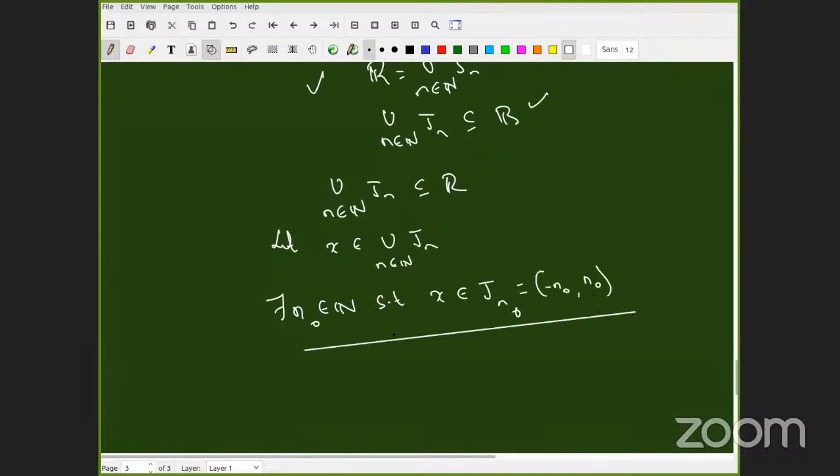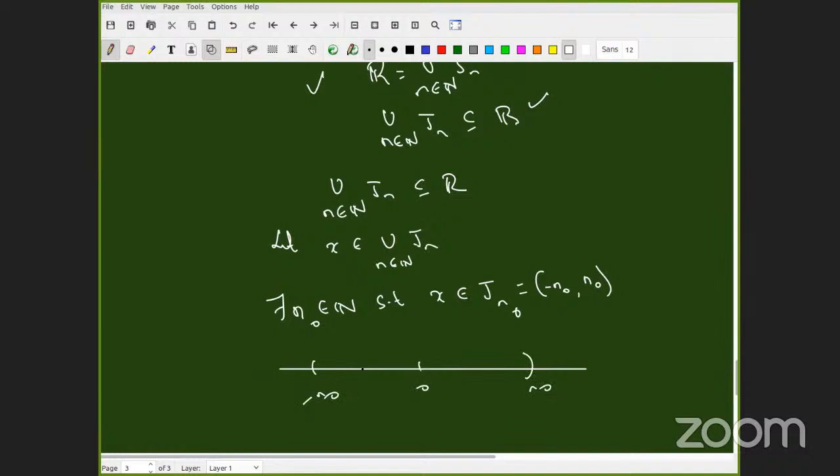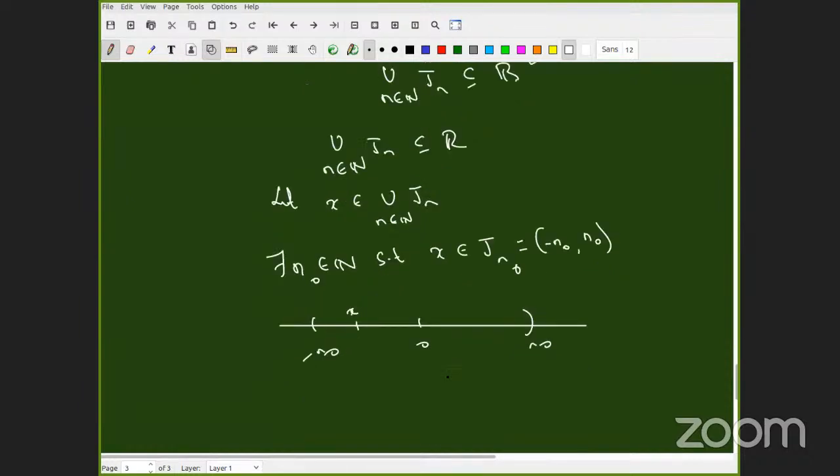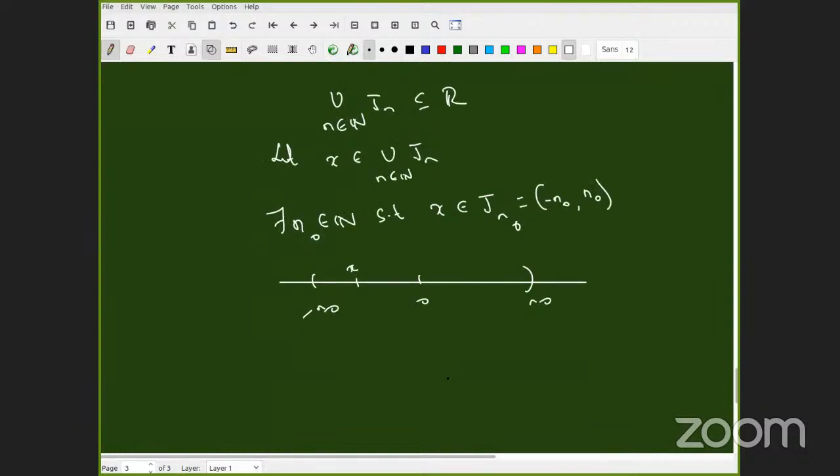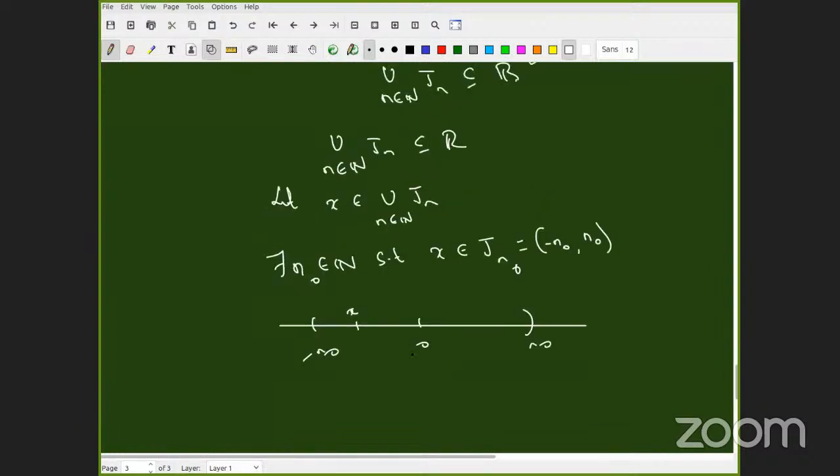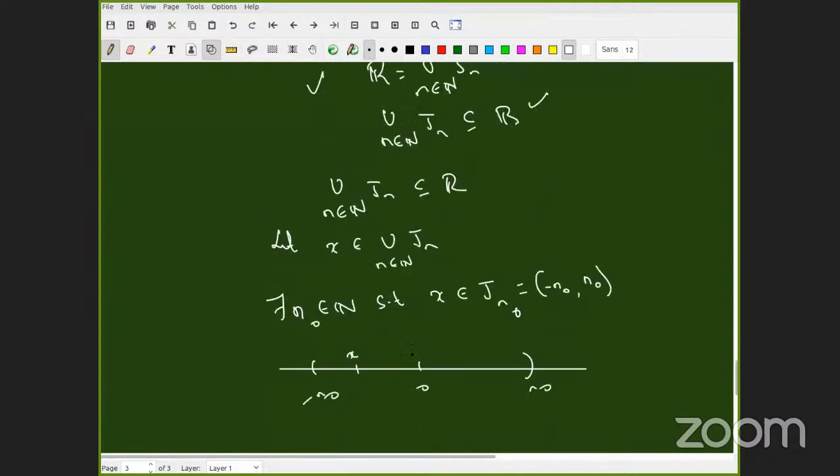What is the picture? 0 is there, minus n naught, plus n naught. Somewhere x is there, could be anything. So now what can I say? I'm doing the same thing again, right? I have to start from the other way around.